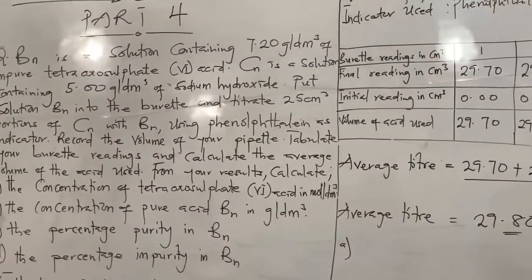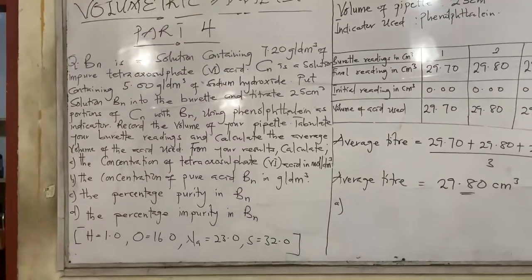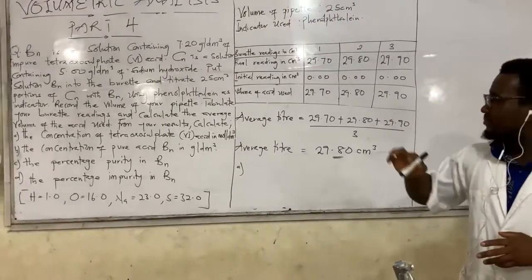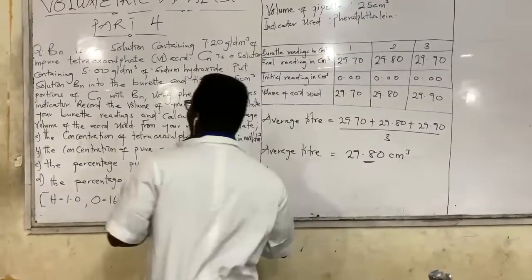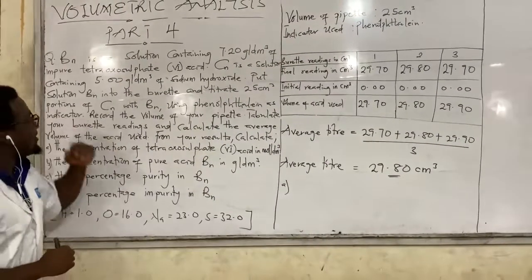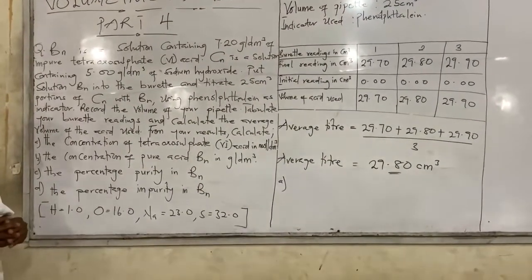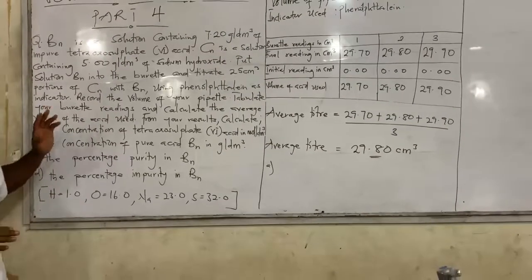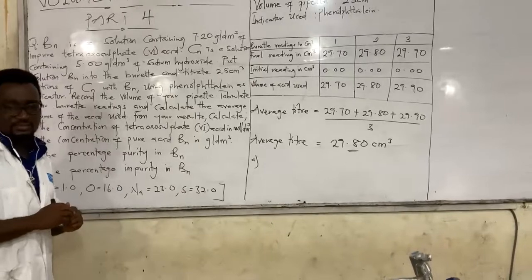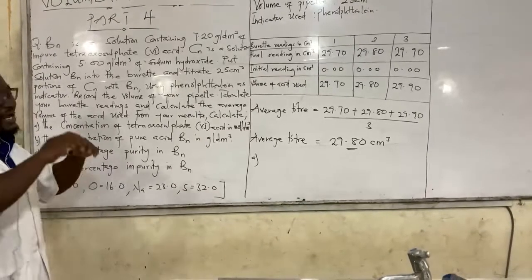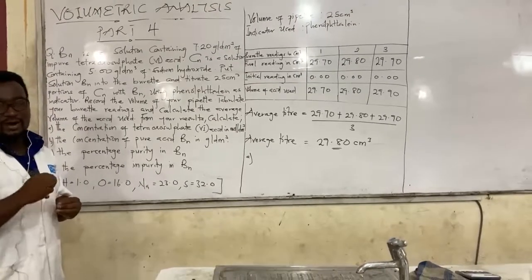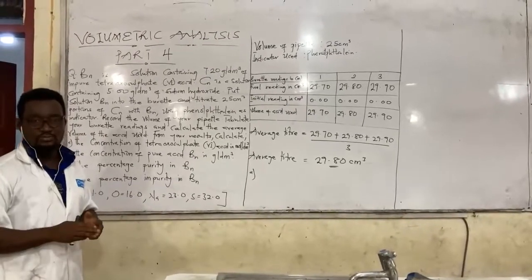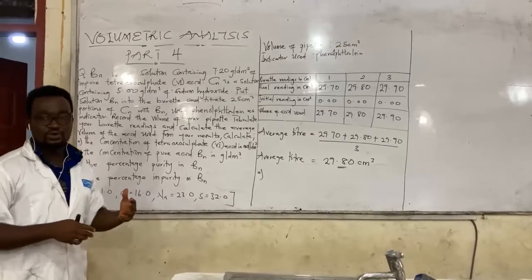Cn is also a solution containing 5.00 gram per dm³ of sodium hydroxide. Now, from the question, we can say that one of the solutions is not standard. One is standard, one is not standard. In fact, the general aim for titration is standardization. It's for us to standardize one solution.